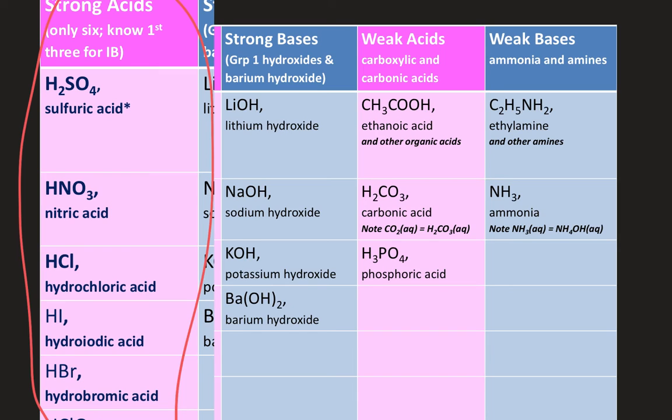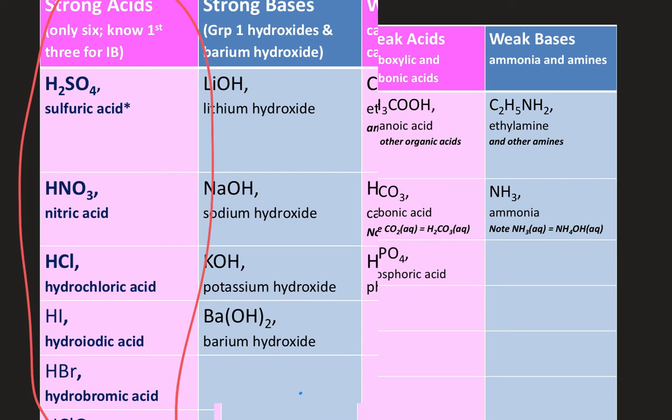Sulfuric acid has a little asterisk there we'll talk about on another slide because it has 2 hydrogen ions. As far as the strong bases go, we have talked about how anything in group 1 or group 2 with hydroxide would act as a strong base. And that's because most of the ones in group 2 have very high dissociation rates.